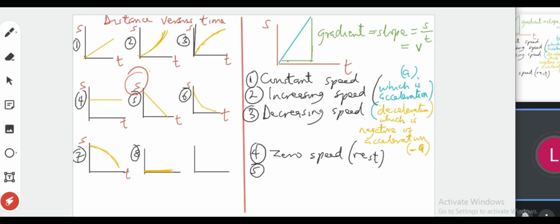This is distance against time. So, and the line is straight. So this is still a constant speed. But it is reversing. It's going backward at constant speed. So that's what they call it: reversing at constant speed.